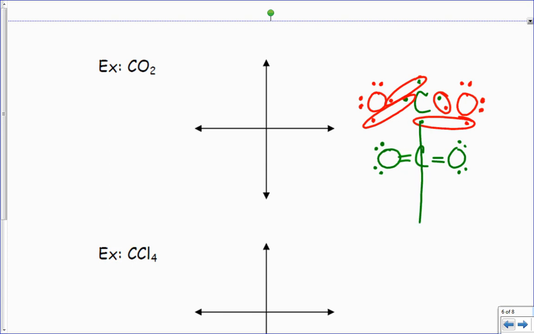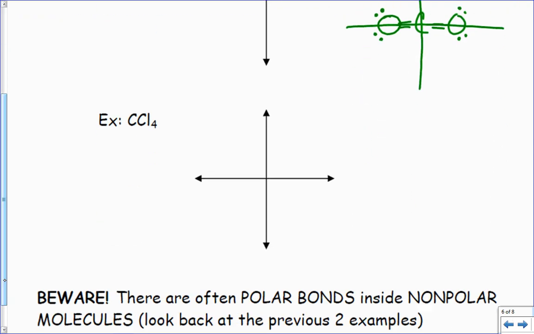Okay, when I cut it this way, is it the same on both sides? The answer would be yes. If I cut it this way, is it the same on both sides? The answer is yes. So this one would be symmetrical. Okay, CCl4.